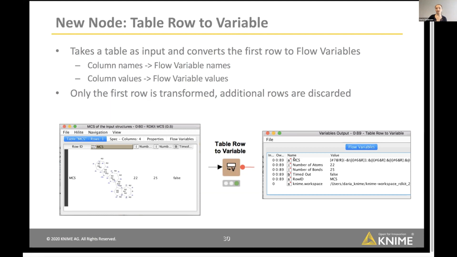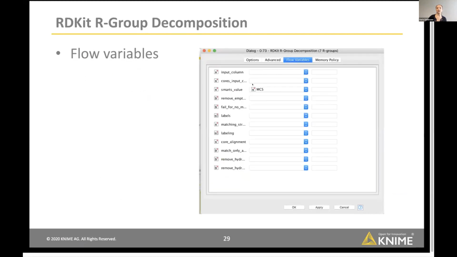So I have my first variable, name MCS, which corresponds to the column name MCS with the value of it, and this is the smarts pattern of the scaffold here. And then there are also some more flow variables. So by this, I have my flow variable that carries the smarts pattern of the core, and then I can use this flow variable. I go back one slide to configure my R group decomposition node. So what it helps me to do is, when I have a new data set and a new core comes in after the MCS, I don't need to change it manually.